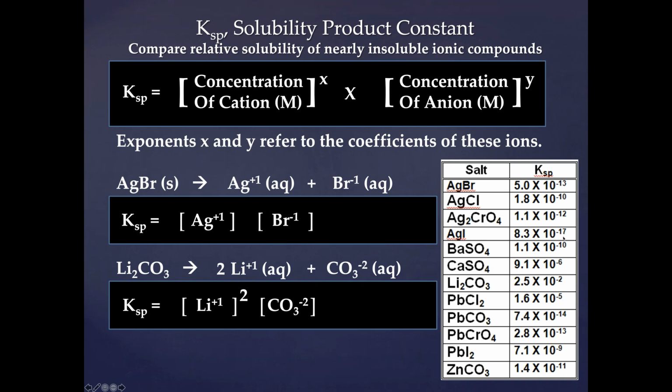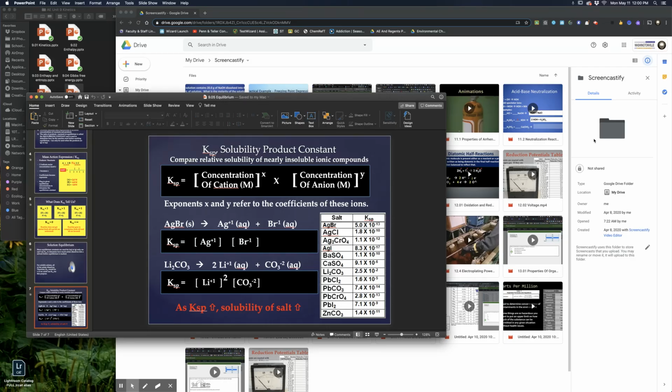Silver iodide would be the least soluble thing on this entire table. Lithium carbonate would be the most soluble thing on this table. So we can use KSP values to predict which substances are going to be more soluble in water. And that's as far as we're going to take it. If you take a college level course, you'll actually calculate KSP and use KSP to determine what the molar concentration of a saturated solution is. But we're not going to get into that at this level.